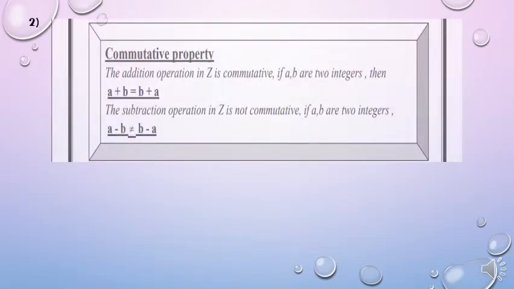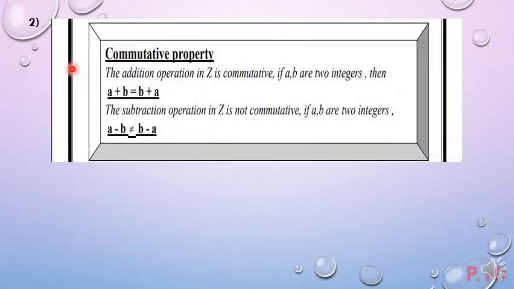The second property we study on page 10 is commutative property. The addition operation in Z is commutative. If A and B are two integers, then A plus B equals B plus A. But the subtraction operation in Z is not commutative. If A and B are two integers, A minus B doesn't equal B minus A.